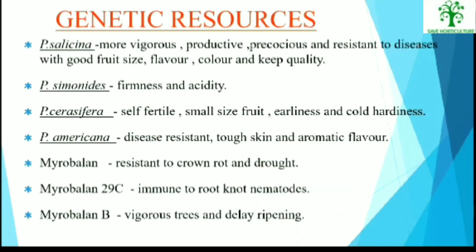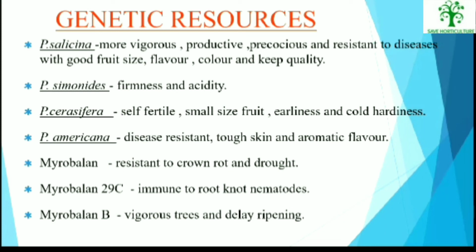Genetic resources: Prunus salicina, common name Japanese plum, is more vigorous, productive, precocious and resistant to diseases, with good fruit size, flavor, color and keeping quality. Prunus simonii is famous for its firmness and acidity. Prunus cerasifera: self-fertile, small size fruit, earliness and cold hardiness. Prunus americana: disease resistant, with tough skin and aromatic flavor.